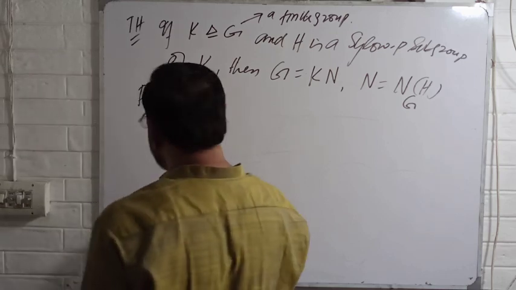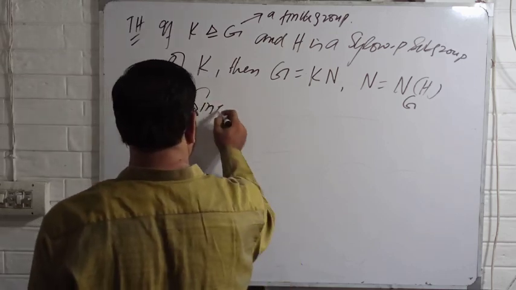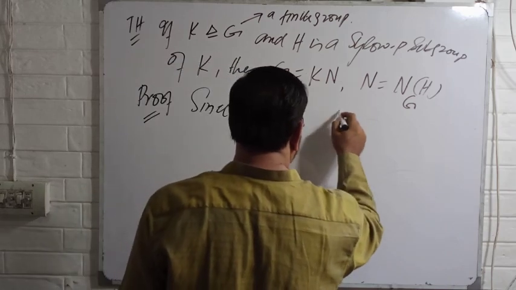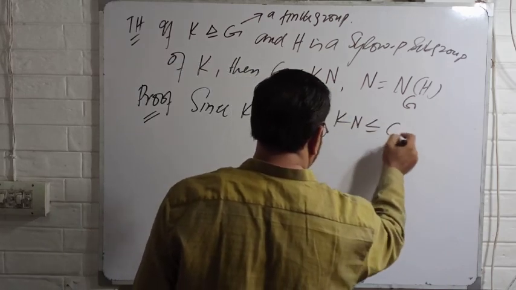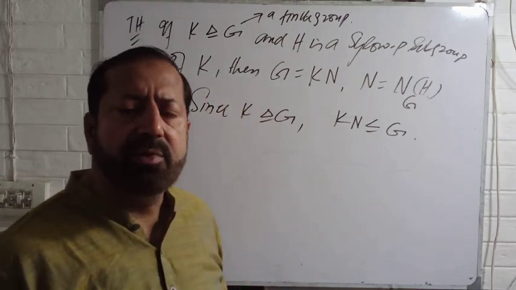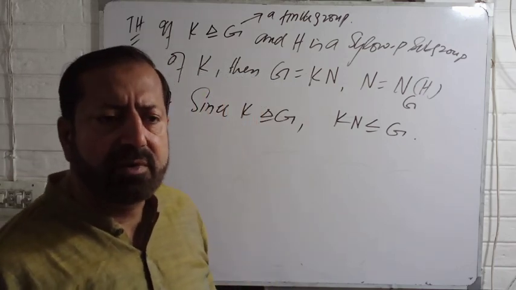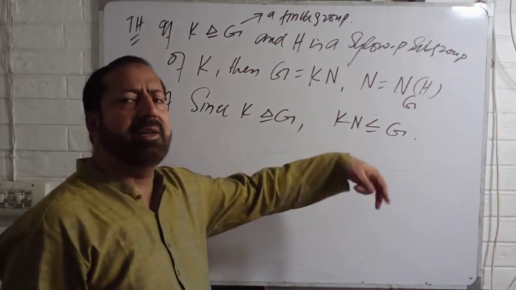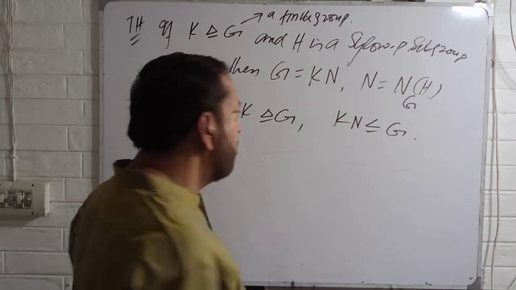since K is normal in G, so KN is a subgroup of G. This is a very trivial result. We have learned in our group theory that if one of the subgroups is normal, then the product is at least a subgroup of G, right?